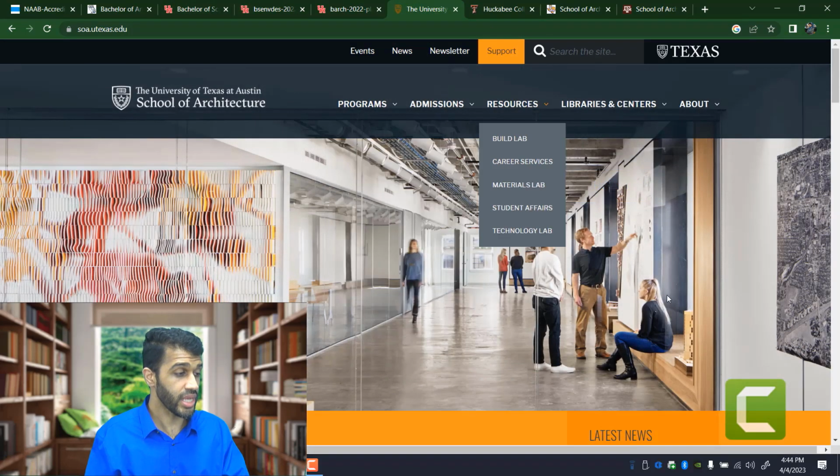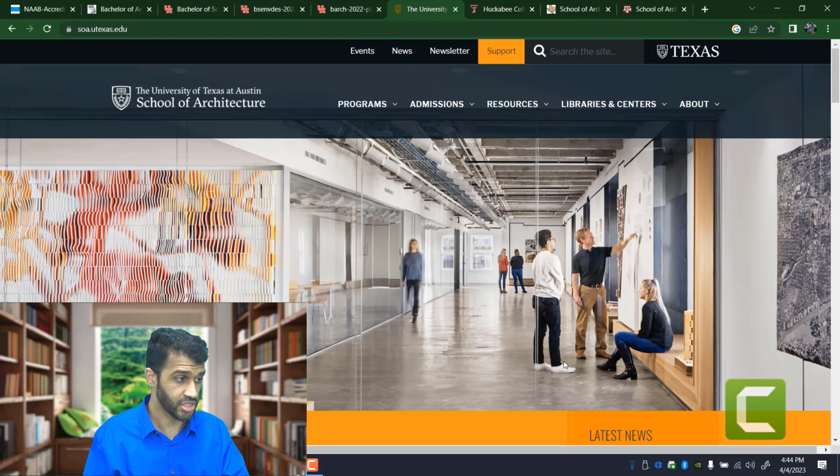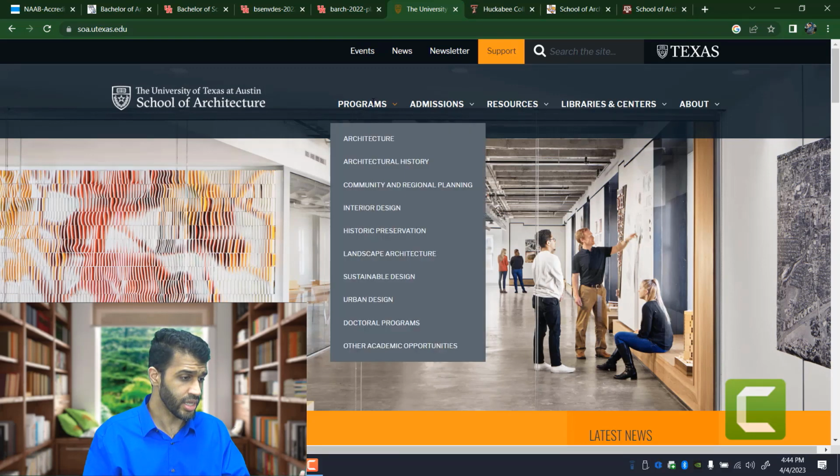So if we are looking at University of Texas at Austin, and we're looking at the School of Architecture here, you can look at the program, and we have quite a bit of program, just like what we found in Rice. You have architecture, architectural history, you have community regional planning. These are all great things. And you can look at these programs, and the larger the university, this is a state level university, you're gonna have more programs here. But we're more interested in the architectural program.